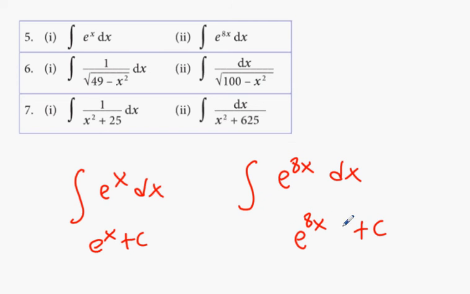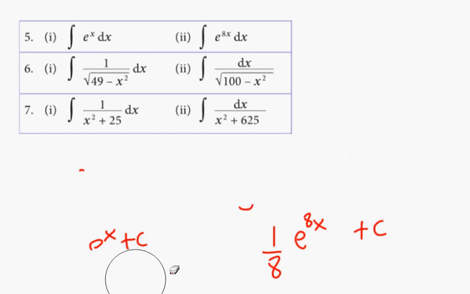ax plus c, and you have to put in a modification here. It's 1 divided by the derivative of the power, which is going to be 1 over 8 e to the 8x plus c. Everybody alright with that? Okay. It's handy enough. Next one, guys.